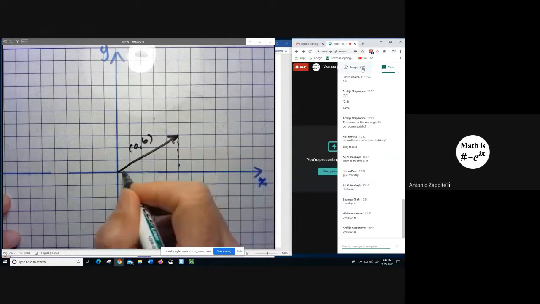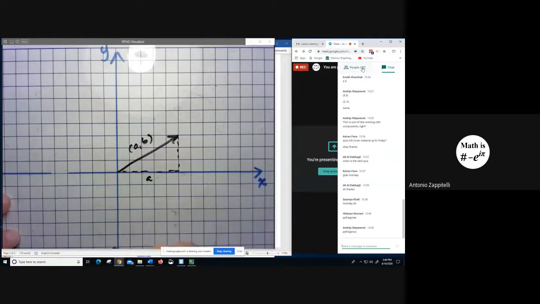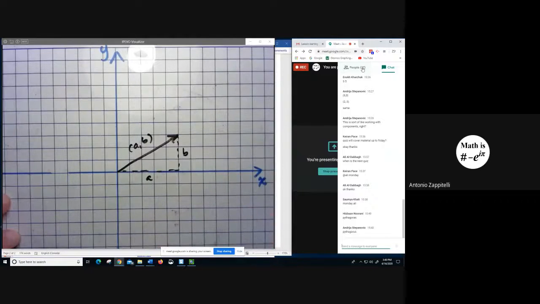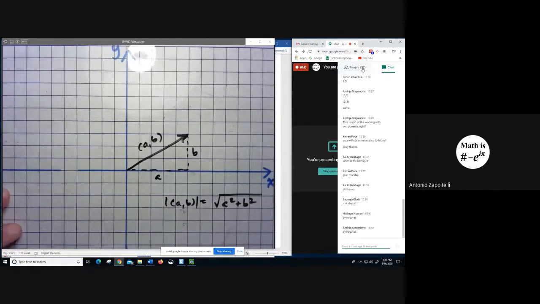So I have this right angle triangle where this is my side length here, and this is my side length there. If I want the magnitude of the vector AB, it's just going to be the square root of the sum of the squares of the other two sides.